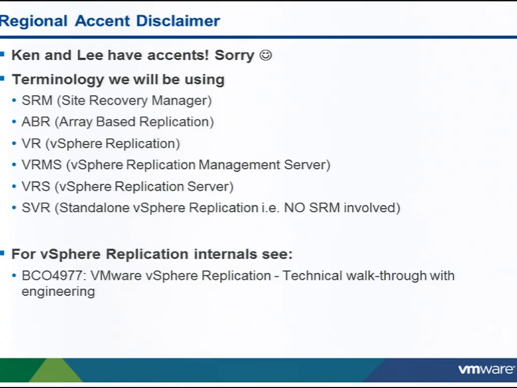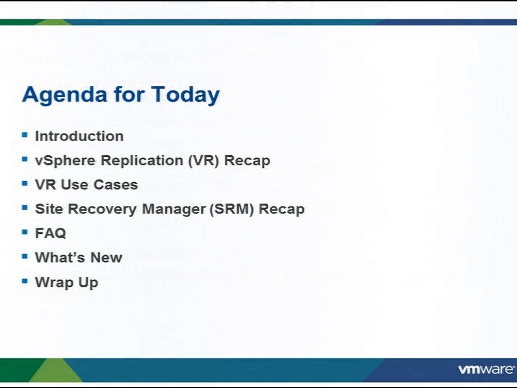So we use a lot of terminology, of course, like everyone else. We use a lot of acronyms. So some of the things we'll be saying today: SRM, Site Recovery Manager; ABR, Array-Based Recovery, which differentiates from VR, which is vSphere Replication. Array-based replication versus vSphere replication. VRMS and VRS, we'll talk about these components. They're the management pieces and the replication virtual appliances that go along with vSphere replication. And SVR, it's sort of an internal acronym that we use when we're talking about using vSphere replication independently of Site Recovery Manager, because we can use that as a standalone tool, as it were.